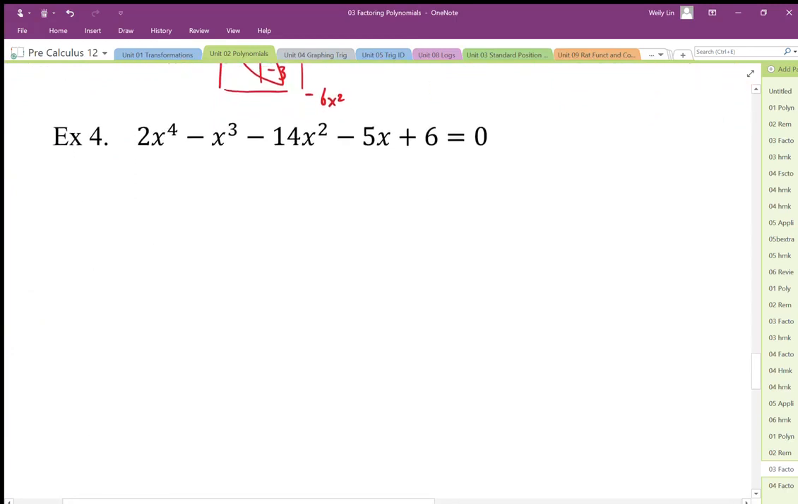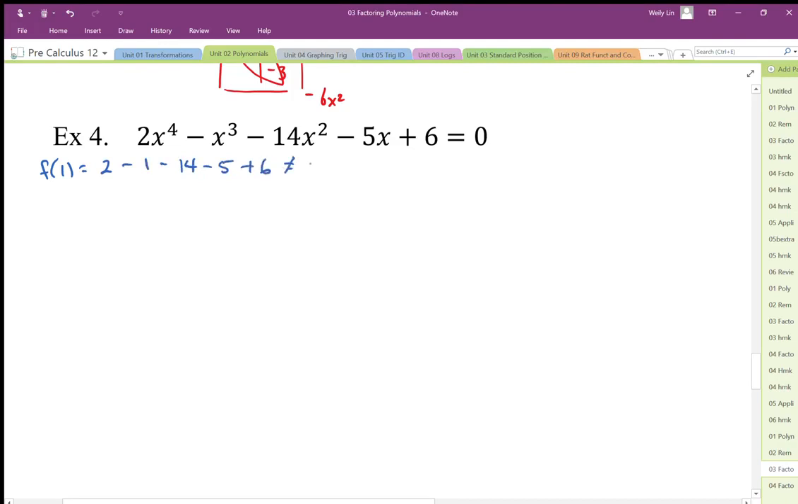Okay, let's try this one here. We have 2x to the power 4. Okay, so we're going to test our possible factors here. We need two of them to break it into a quadratic, so I'm going to start with 1. That's always the easiest. So 2 minus 1 minus 14 minus 5 plus 6.